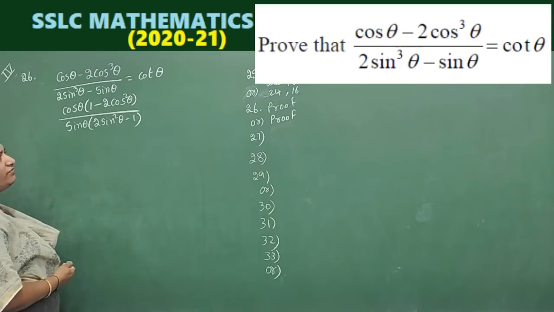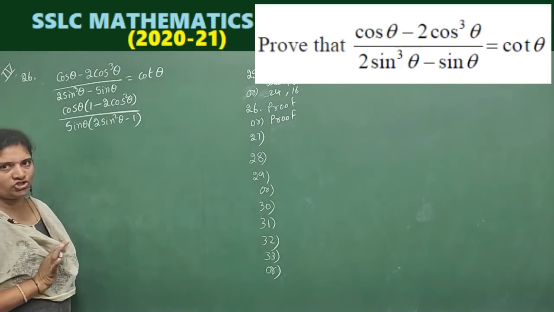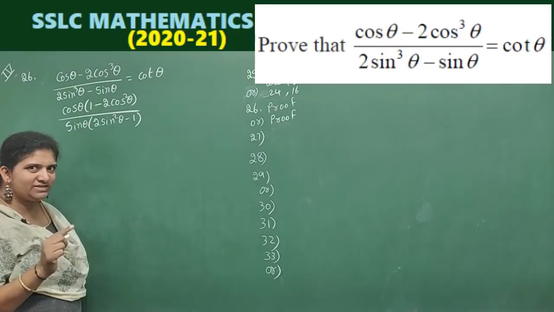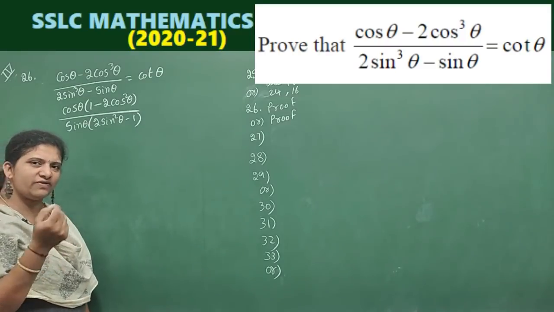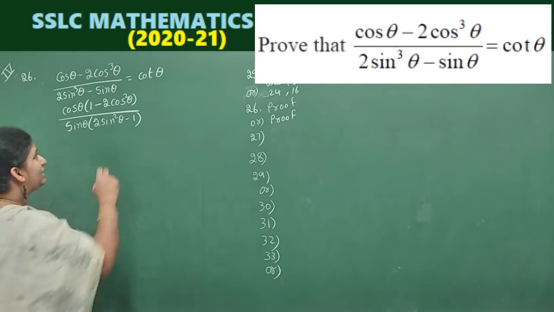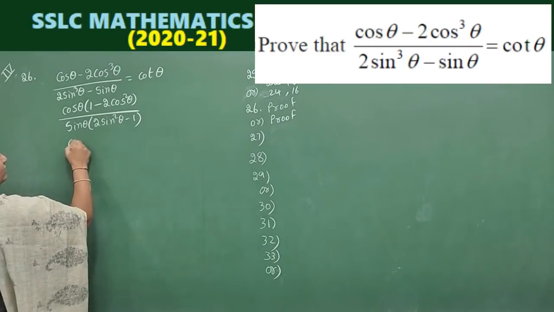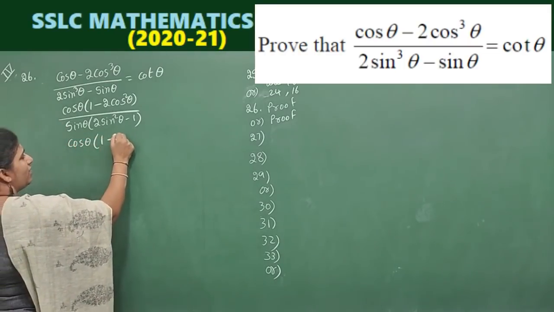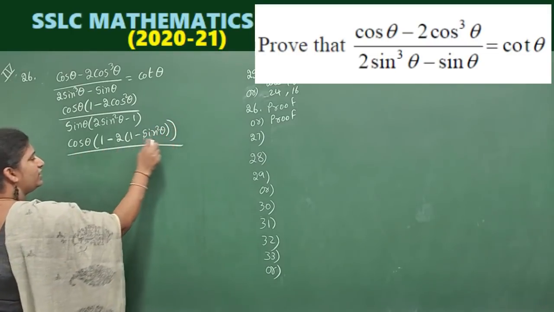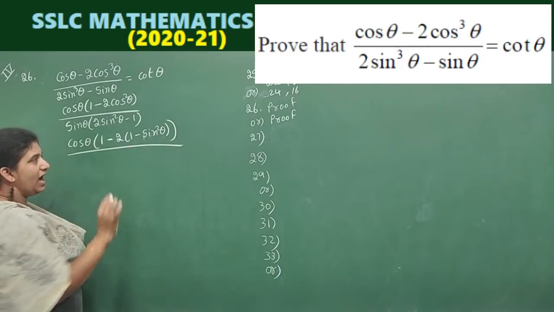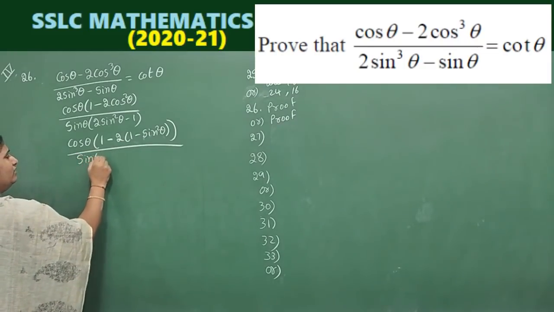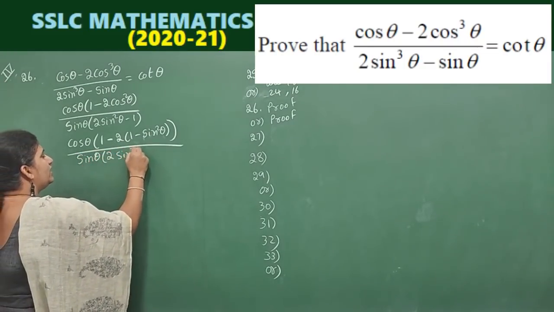Now, observe here carefully. Only the numerator we are going to change. I remember an identity. What is cos square theta? 1 minus sin square theta. How? Sin square theta plus cos square theta is equal to 1. Cos square theta is equal to 1 minus sin square theta. Let us write only that value here. Cos theta into 1 minus 2 into 1 minus sin square theta. Please be careful. You should use brackets here. Otherwise, this sign won't be changed. Sin theta into 2 sin square theta minus 1.